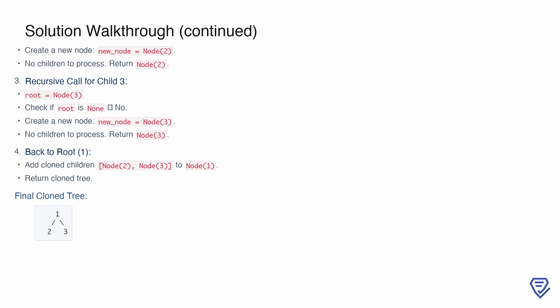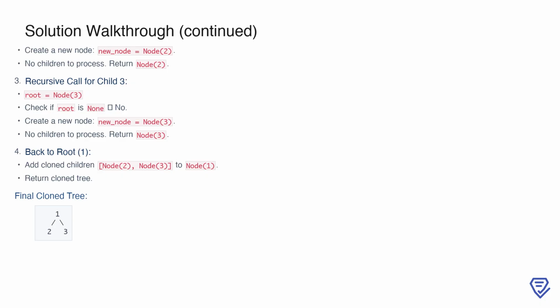Just like before, we check if the root is none, which it isn't, and then create a new node, new_node equals node 3. Node 3 also has no children, so we return node 3 back to the previous level. At this point, we've finished cloning both children of the root node 1.